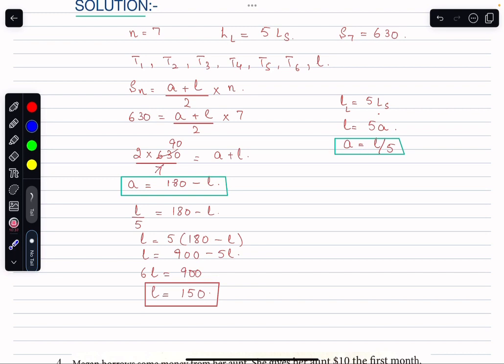Substituting the value of A, which is L by 5, in this equation, A substituted as L by 5 equals 180 minus L. I can say L equals 5 times (180 minus L), giving me 900 minus 5L. Taking 5L to the left becomes 6L, which equals 900, and I can say that L shall be equal to 150 centimeters. So this is going to be the largest length for the 7th piece of wood that we have in this question.